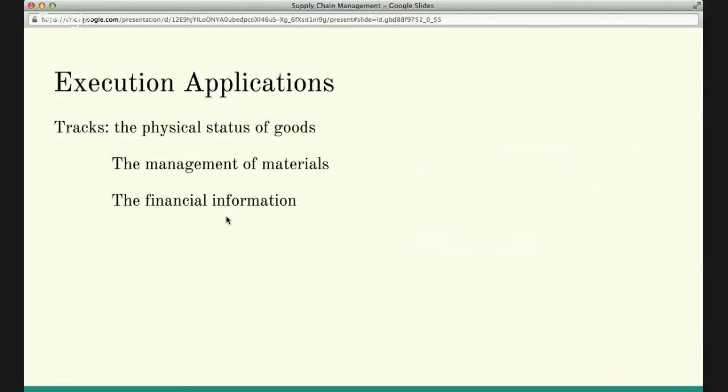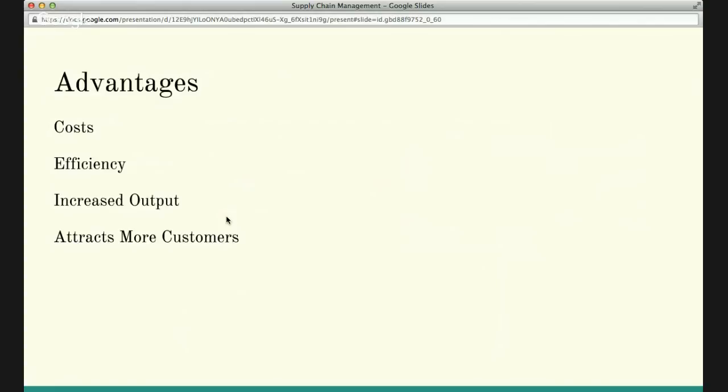Execution applications, the second way. This just tracks the physical status of goods, the management of materials, and the financial information. So a little bit of a different way that they go about it versus the planning application, but they both do get the job done. There are many advantages to supply chain management. I've listed four of them: costs, efficiency, increased output, and attracting more customers.